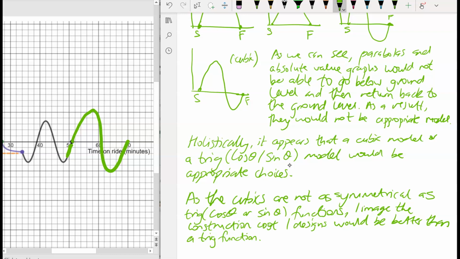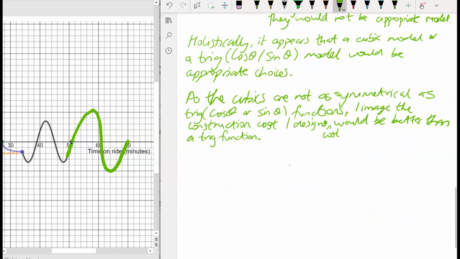And that was because the maximum will be a lot higher than the minimum, and that idea of symmetry, the lack of consistency, may mean there might be additional costs associated with constructing or designing it. I just realized I wrote design, but that should be design cost. Okay. And then the last thing is, we did have to decide between sine as opposed to cosine.